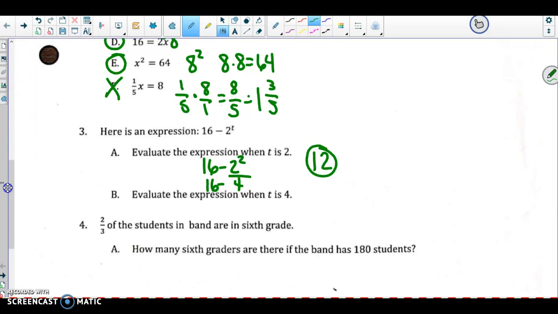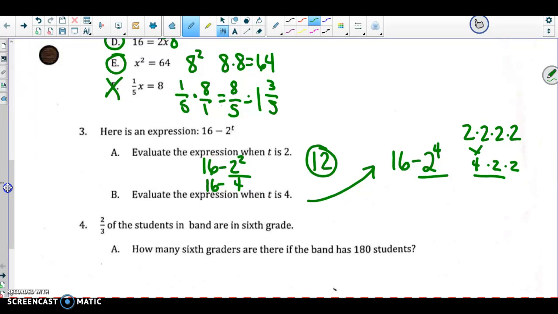For part B, it says evaluate the expression when t is 4. So I'm going to come over here. We'd have 16 minus 2 to the 4th. And again, I'm going to do that part first. And 2 to the 4th would be 2 times 2 times 2 times 2. Or 4 times 2 is 8. Times 2 is 16. So we'd have 16 minus 16 here. So my answer would be 0 for part B.